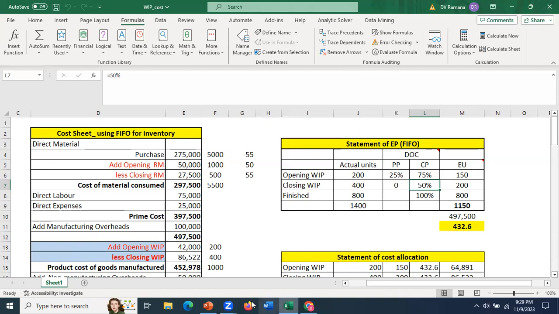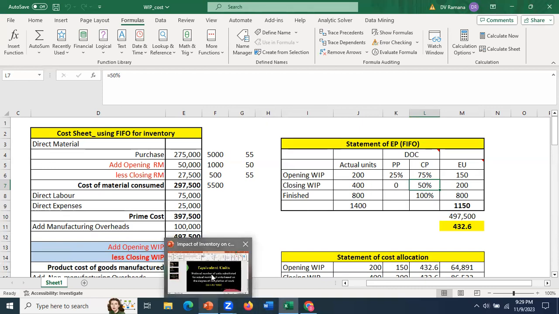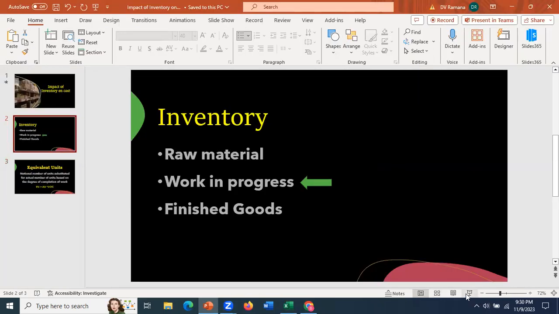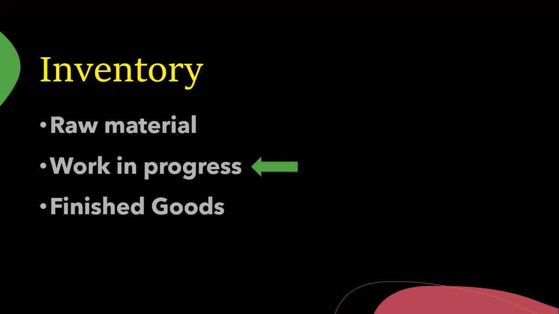So the inventory valuation, therefore, or the presence of inventory, will have a huge impact on the cost per unit. And within the inventory, the presence of work in progress always creates a problem. So the objective of this presentation was to explain the impact of inventory in general, and work in progress in particular.